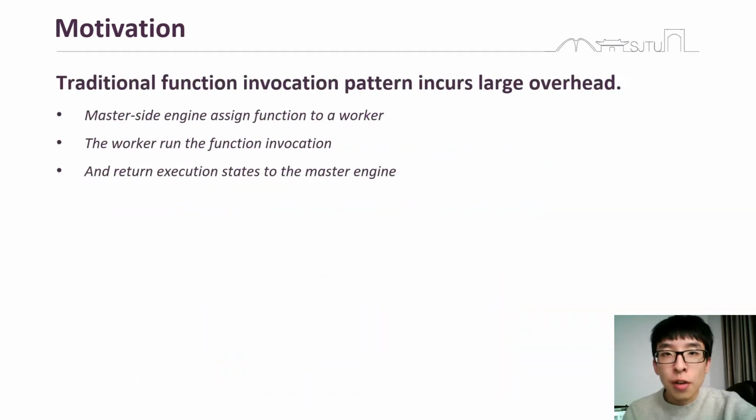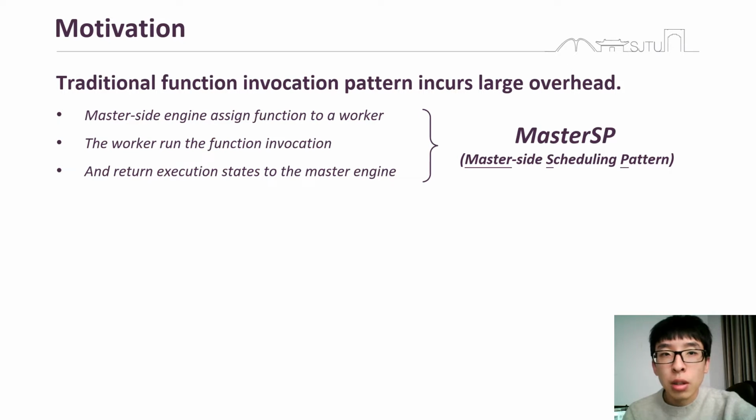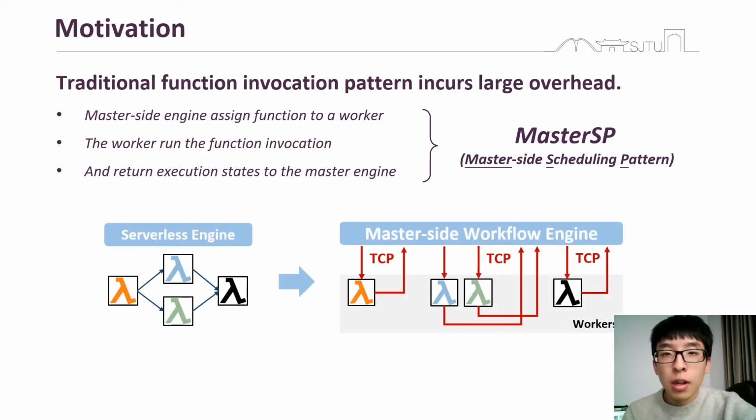The dispatching of a function invocation usually has 3 steps: task assignment, execution, and state return. We call it the master-side scheduling pattern, or master SP. For example, executing the following workflow requires several TCP connections to complete the state transfer and task assignment. This engine also needs to determine how, when, and where to assign a function task to worker nodes.